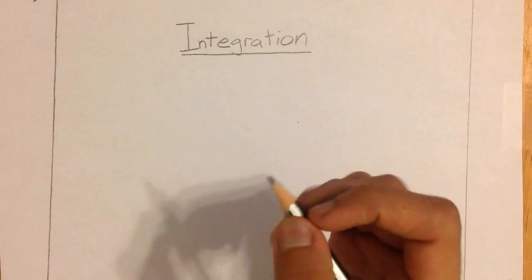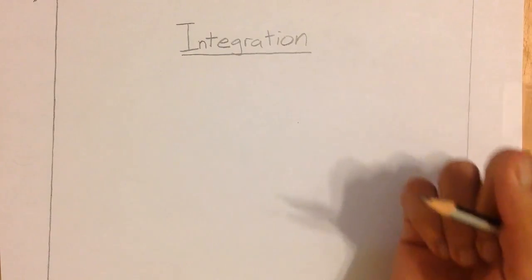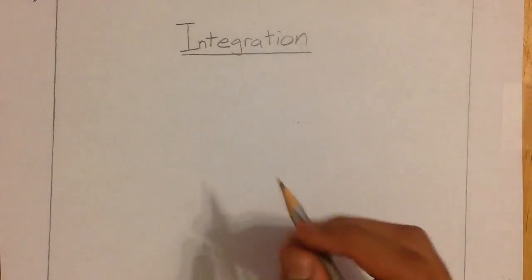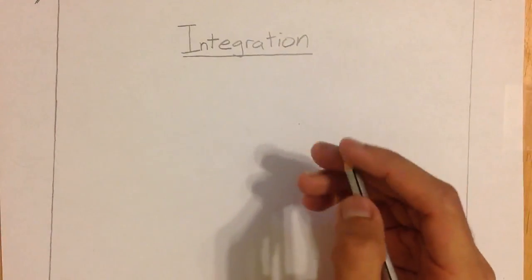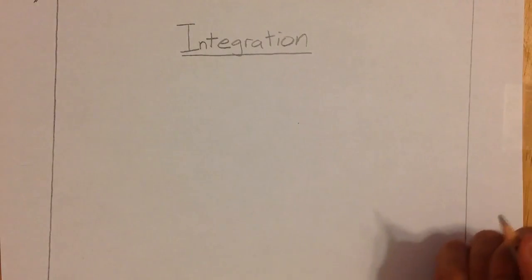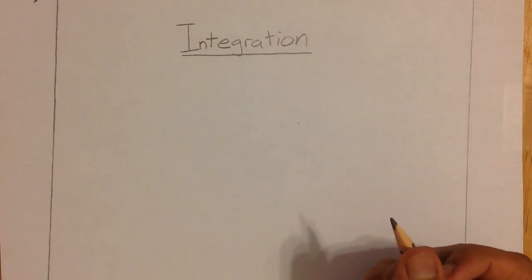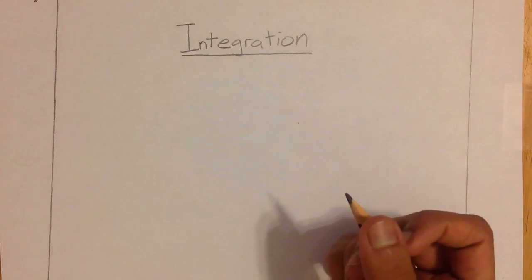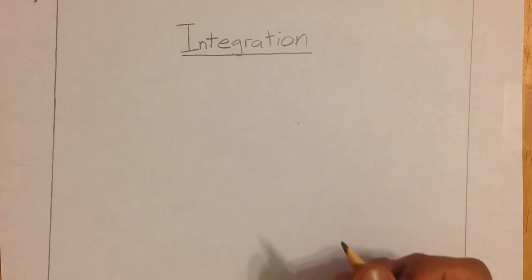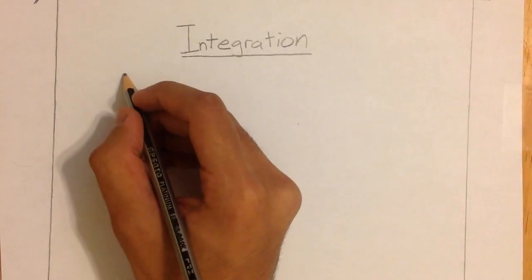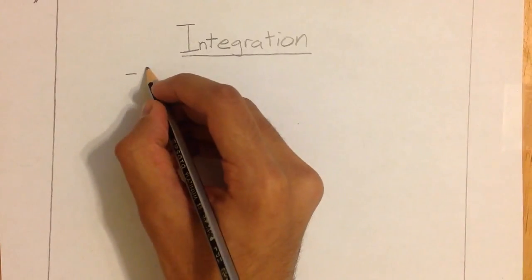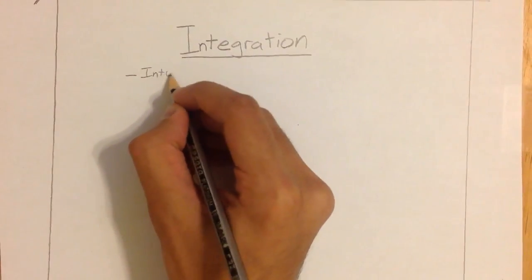So I decided to take a break from all the construction videos I've been doing and to look at integration. So integration is basically the opposite of differentiation. So in this video I'll cover the different ways that we can integrate different functions based on what the function is. So the first method of integration is just intuition.